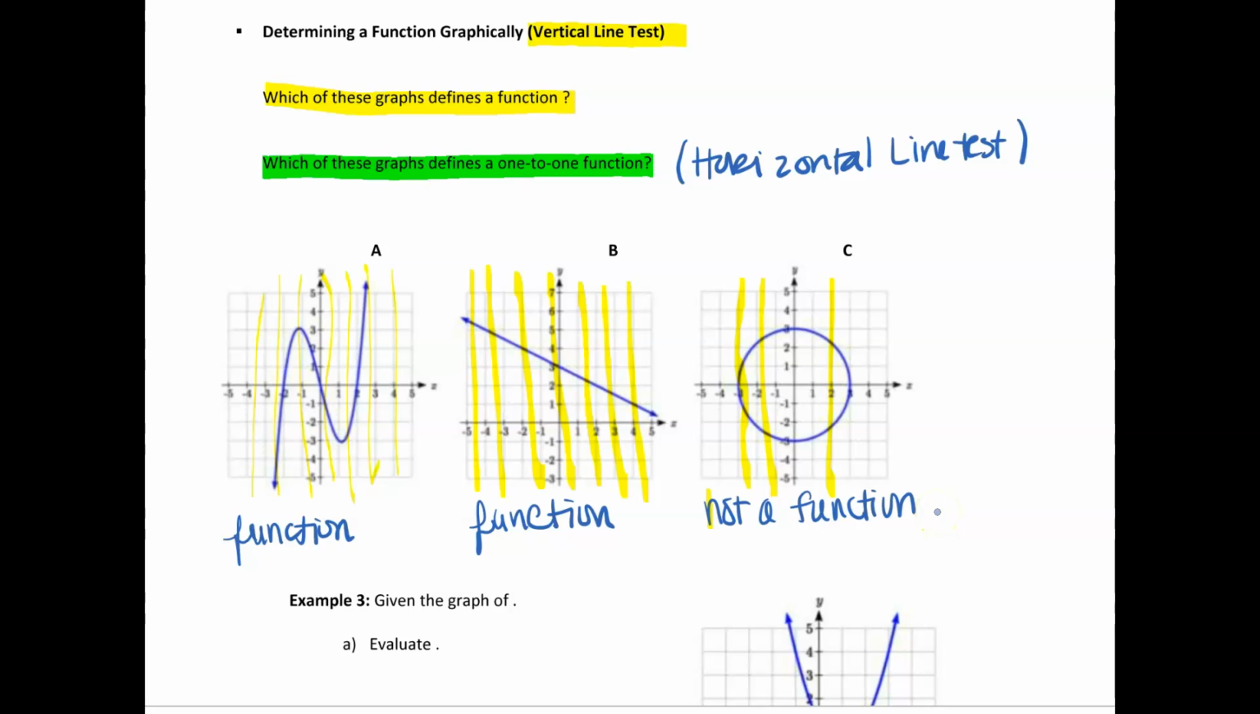Now let's come in here and do the horizontal line test. It's the same kind of concept. If you can draw a horizontal line anywhere on the graph and it crosses it more than once, then it's not a one-to-one function.